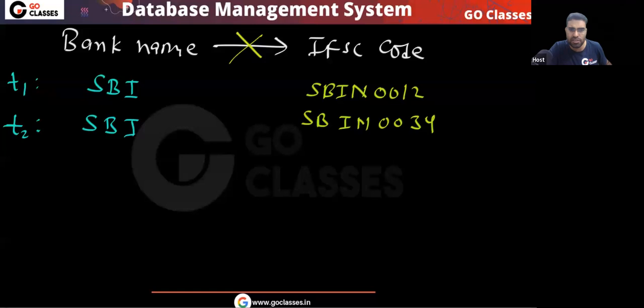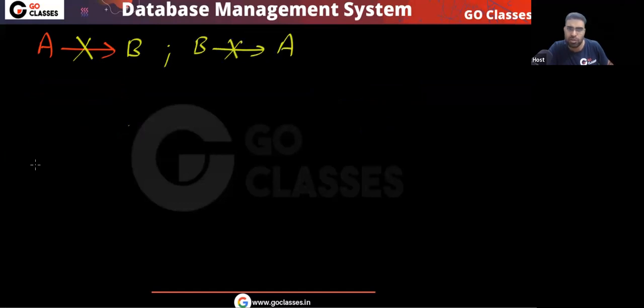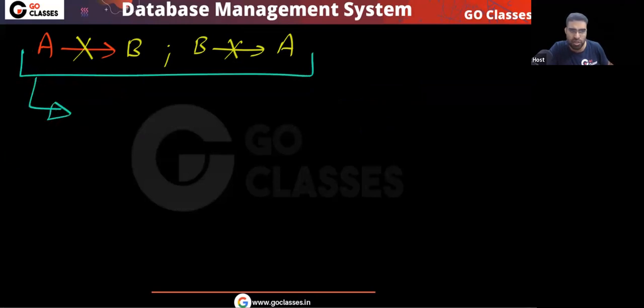Now, can you give me a situation where A does not determine B and B does not determine A? Means A does not determine B and B does not determine A. Can you give me this type of situation?